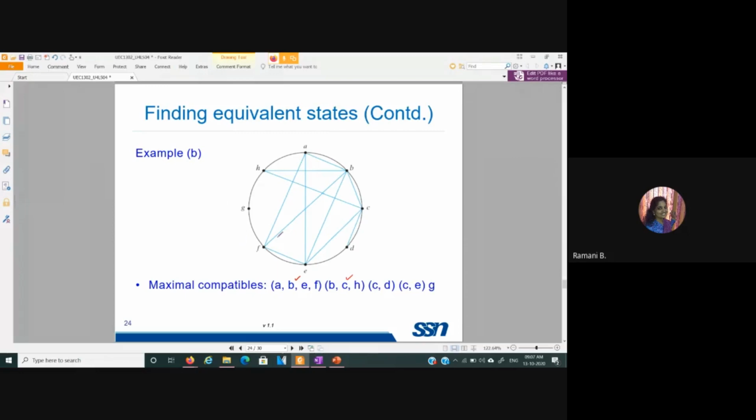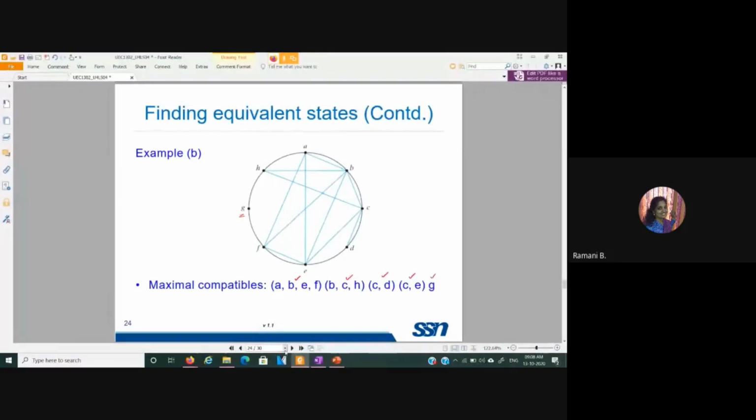Then the remaining lines you have to take. The remaining lines are C comma D, then C comma E. So that is written over there. And the state G was not equivalent with any of the states, so it is written separately. Now here you can combine these four states as an equivalent one. The main idea is to know how you could give the maximal compatibles. The other data we are not given, so you just understand how you can write the maximal compatibles from the merger diagram.